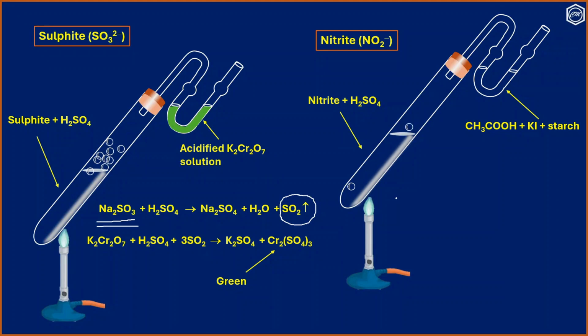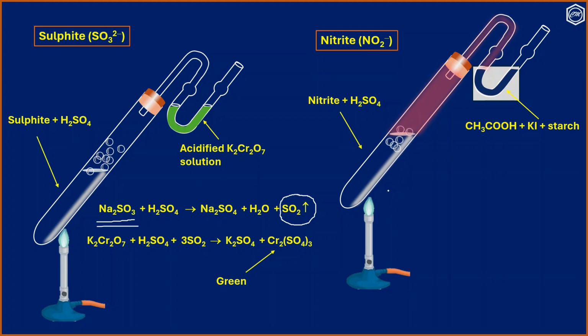Bubbles are coming out and it is due to the formation of nitric oxide. Once the nitric oxide comes out, it gets oxidized to nitrogen dioxide, and nitrogen dioxide is a brown gas. Now the brown gas comes through the U-tube and it passes through the solution and the solution turns blue.